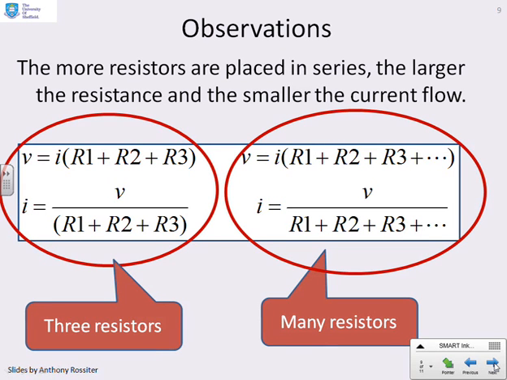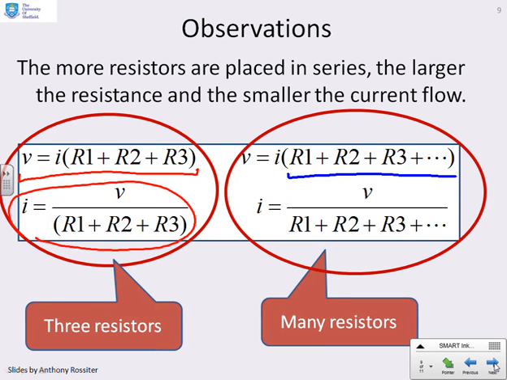So the observations again. If you put lots of resistors in series, then the resistance increases and the current gets smaller. So with three resistors in series, I get this model here, V equals I (R1 plus R2 plus R3), or I is V over (R1 plus R2 plus R3). And hopefully it's obvious to you that if I was to put many resistors in series, I just extend this bracket, so I can have R1 plus R2 plus R3 plus, and so on. And therefore the current gets smaller still, because every time I increase this R, then because I equals V over the total resistance, I must decrease.